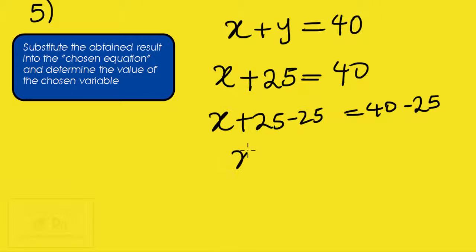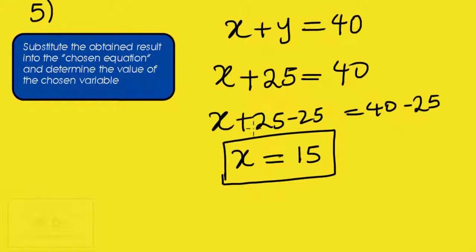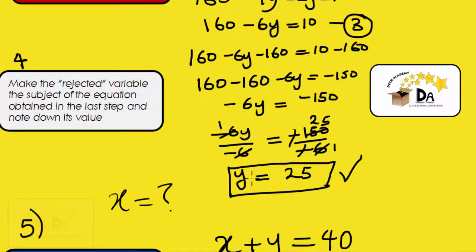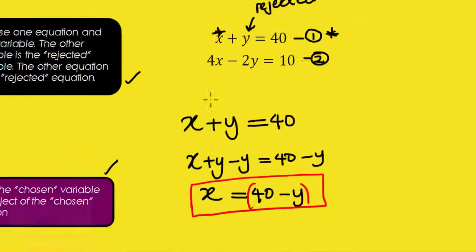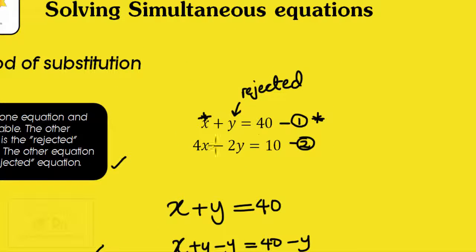And doing so gives x equals 15. So now we know x is 15, and previously we determined that y was 25. So our final result is x equals 15 and y equals 25. And these are the solutions to the given equations: x plus y equals 40 and 4x minus 2y equals 10.